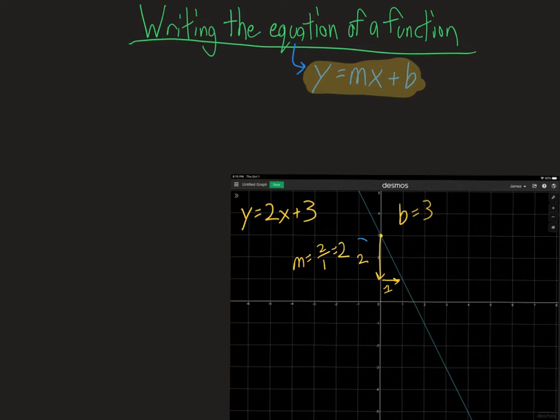I missed something right here. I feel a little sheepish. I would have lost points on my quiz. What did I forget? I forgot it should have been a negative slope. So it's actually negative 2x plus 3. I bet some of you guys saw that and were shaking your heads at me. There it is right there.